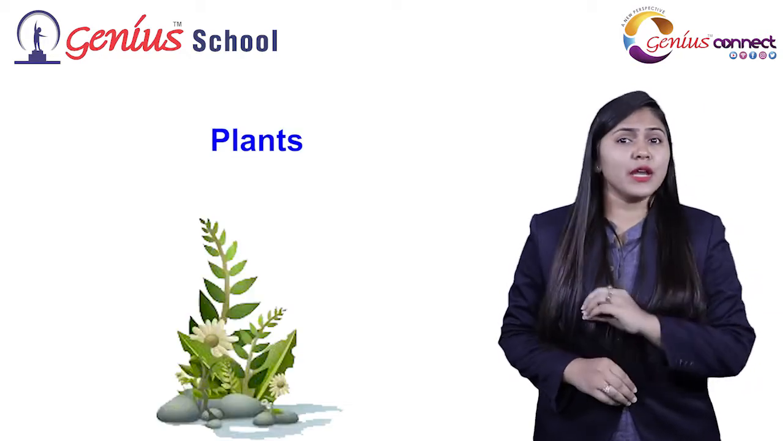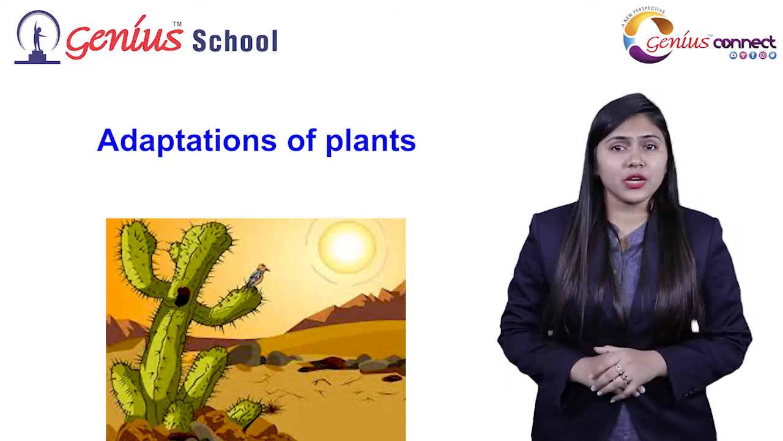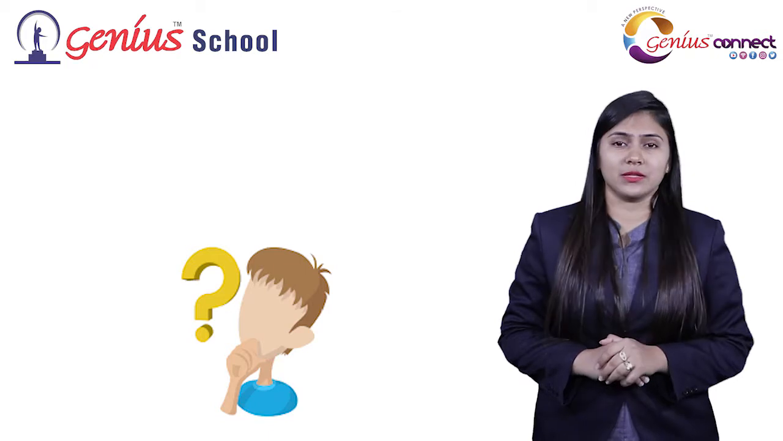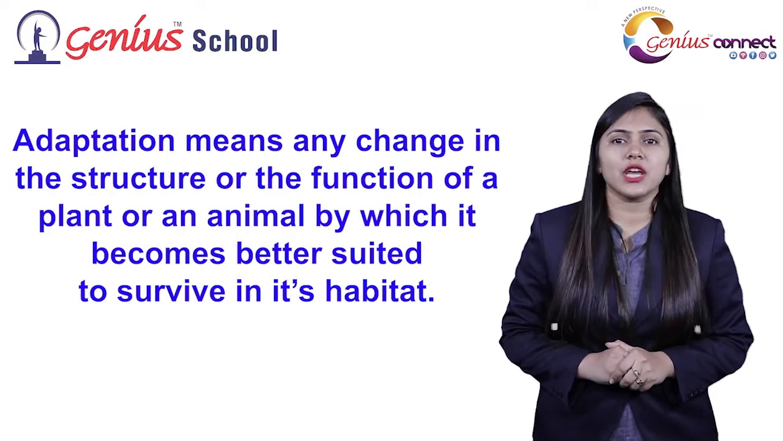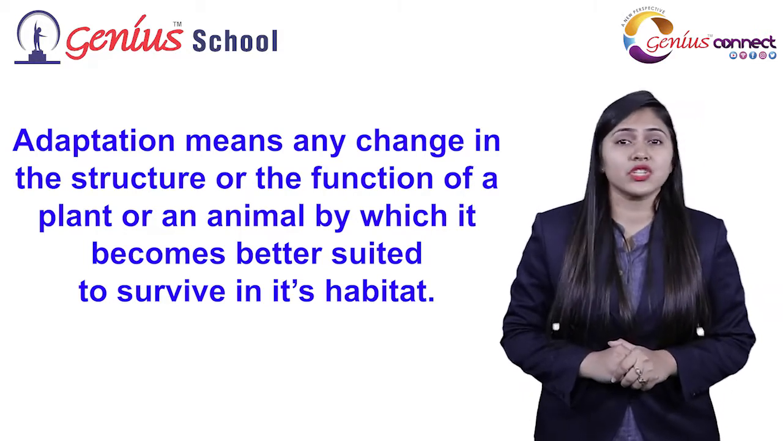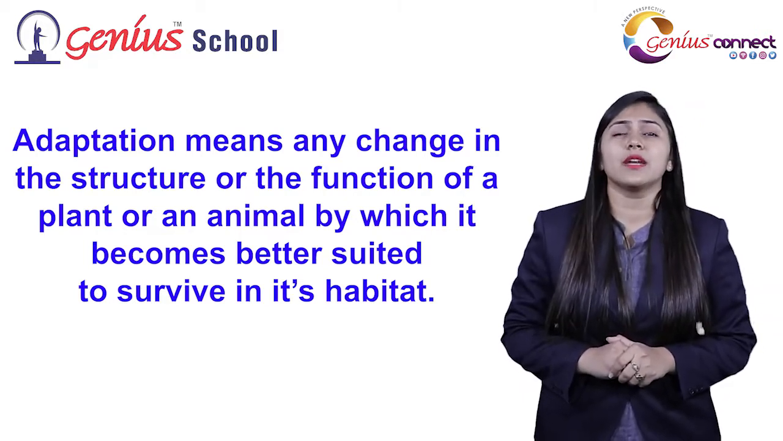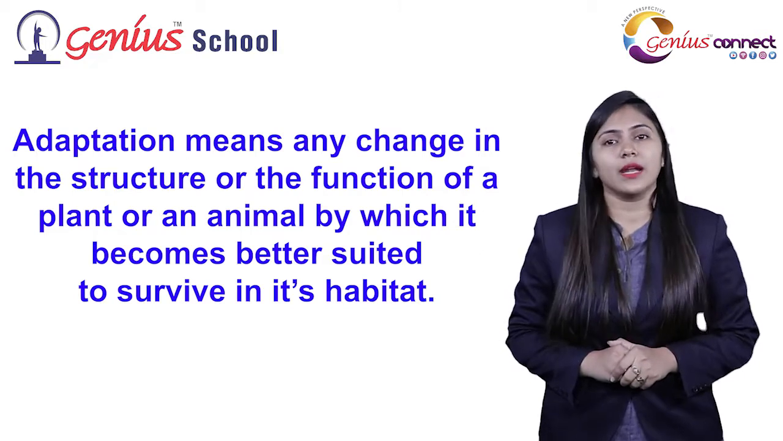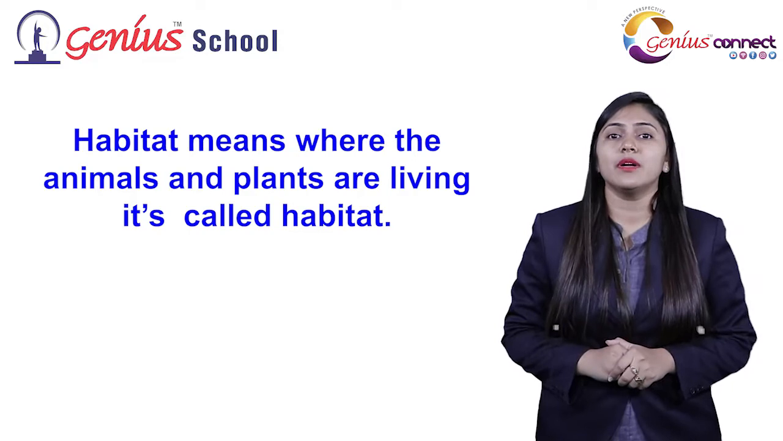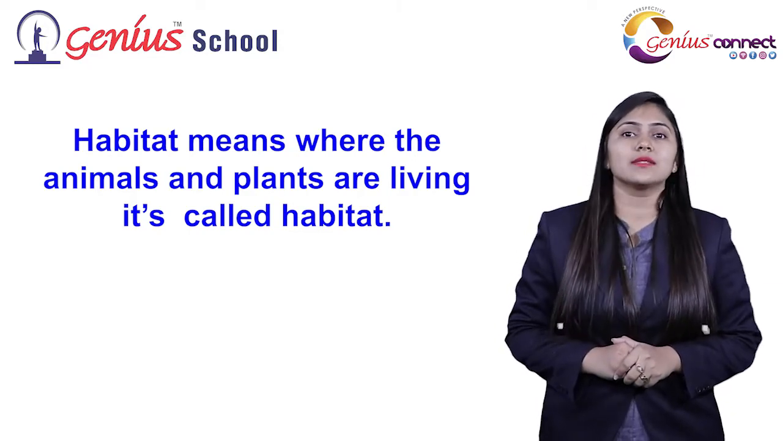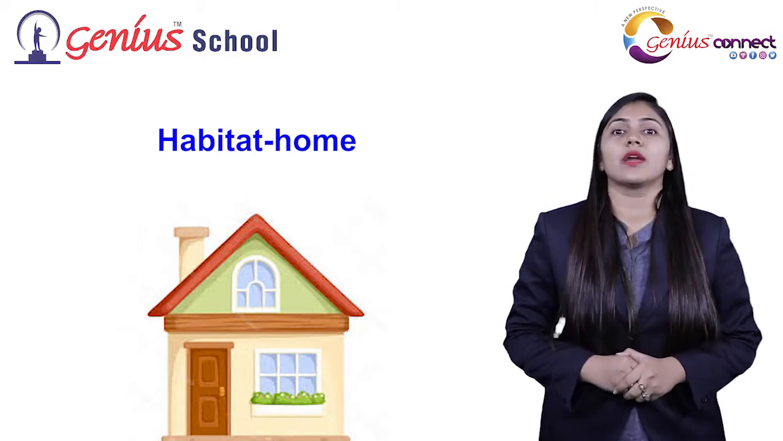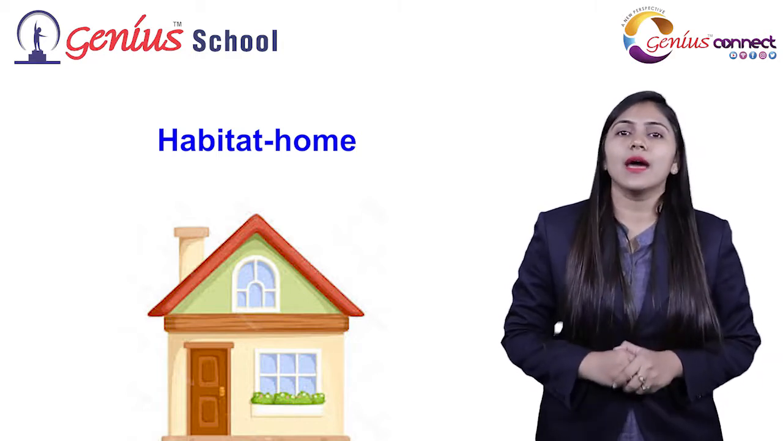He had seen many plants, and many adaptations of the plants. Here you will have a doubt, right? What does adaptation mean? Adaptation means any change in the structure or the function of a plant or an animal by which it becomes better suited to survive in its habitat. What is the meaning of habitat here? Habitat means where the animals and plants are living. It is called a habitat. Where we people are living, it is our sweet home; we call it our habitat.